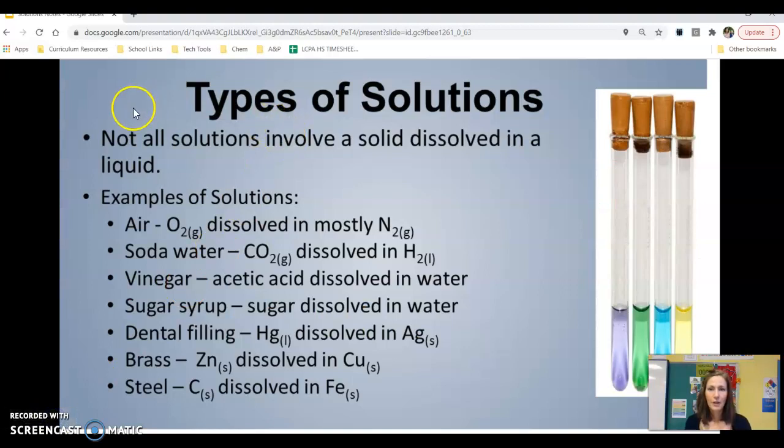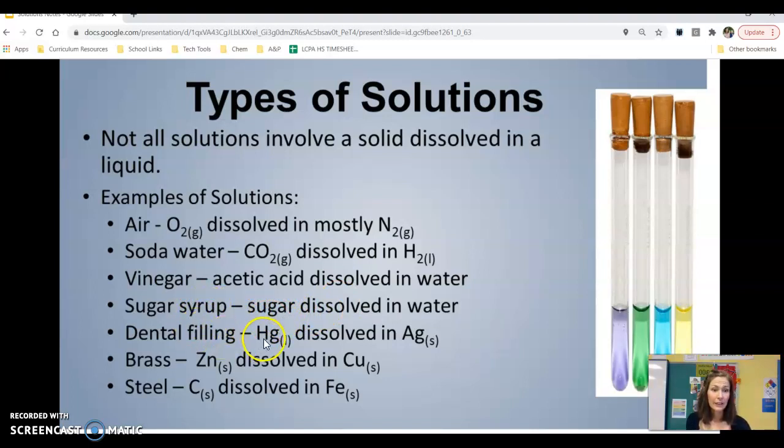So there are different types of solutions. Not all solutions involve a solid dissolved in a liquid, so that's kind of what I was explaining there. Air is a solution. The air that we're breathing right now is oxygen dissolved in mostly nitrogen gas, so actually about 70% of the air we breathe is nitrogen, and that oxygen is dissolved in that nitrogen gas. When you're drinking soda, you have CO2, a gas dissolved in liquid water. That should say H2O. Vinegar is acetic acid dissolved in water. Sugar syrup would be sugar dissolved in water.